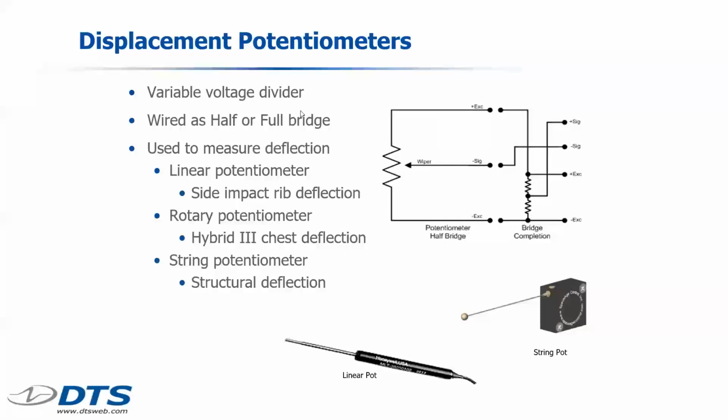Potentiometer. Think of this as a volume control or a variable resistor. We can wire up a potentiometer as a Wheatstone bridge. And in fact, that's what we do for things like linear potentiometers and string potentiometers to measure displacement. And these devices are used in a lot of places.